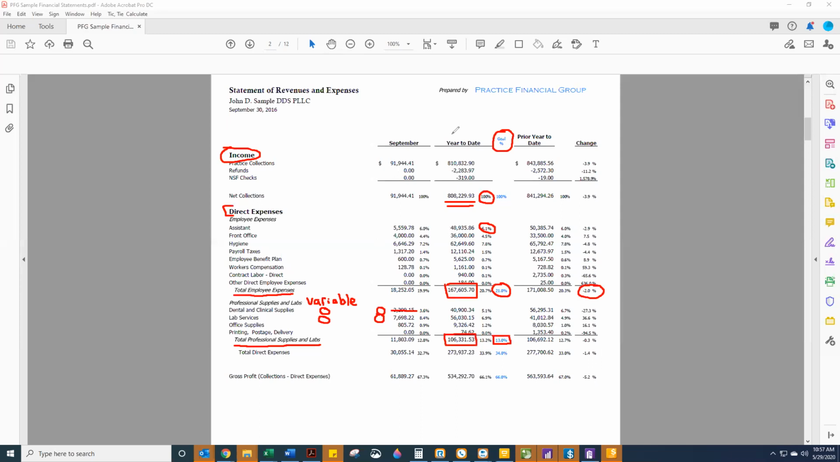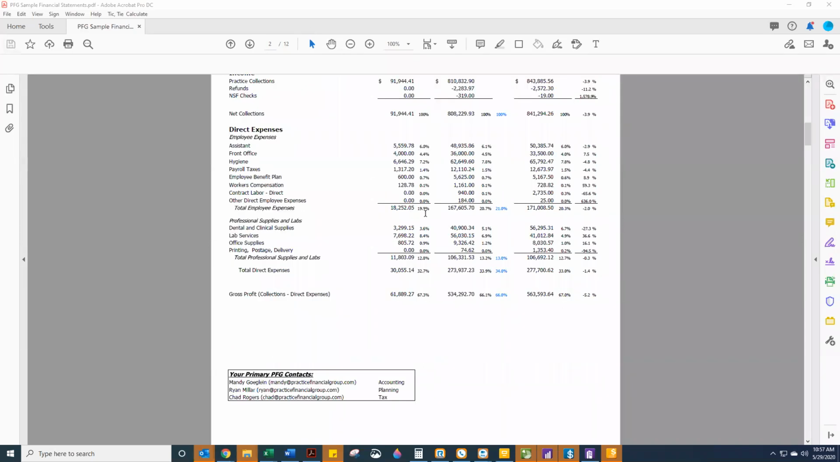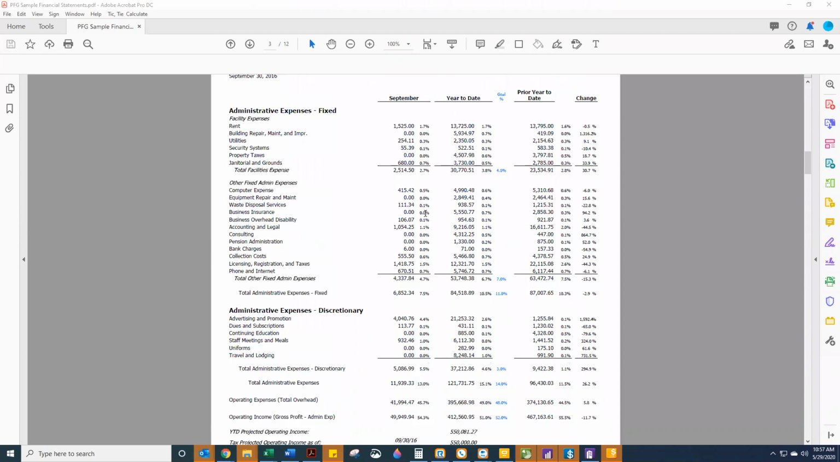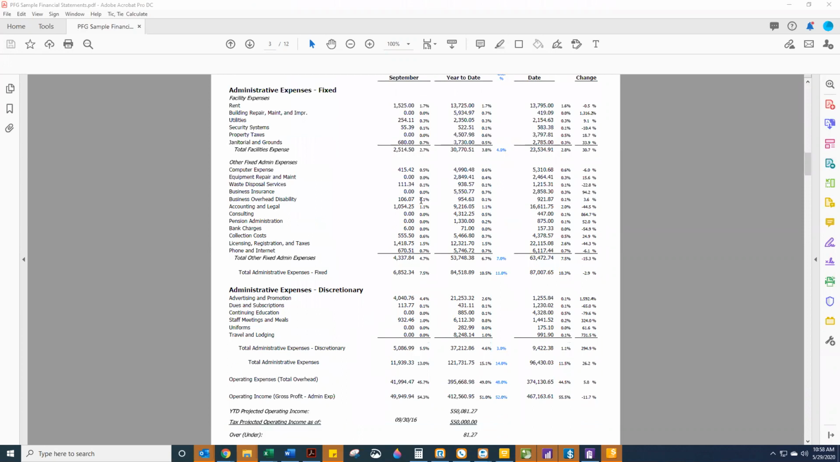Okay, let's move on. And let's go down to the next page of the income statement or profit and loss. And here is where you're going to find the administrative costs. Okay, we've broken these out into 2 separate categories again. You've got your fixed admin and you've got your discretionary admin.